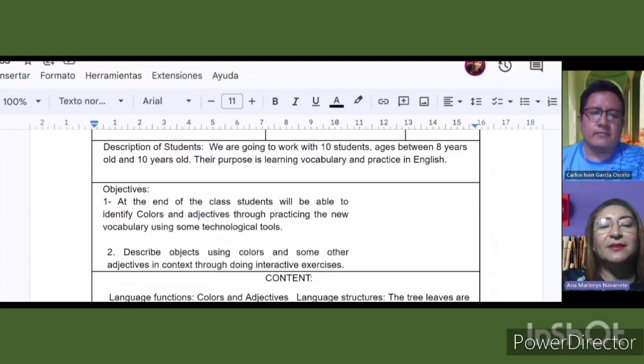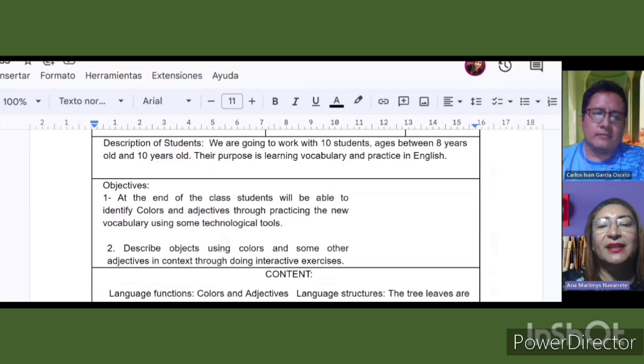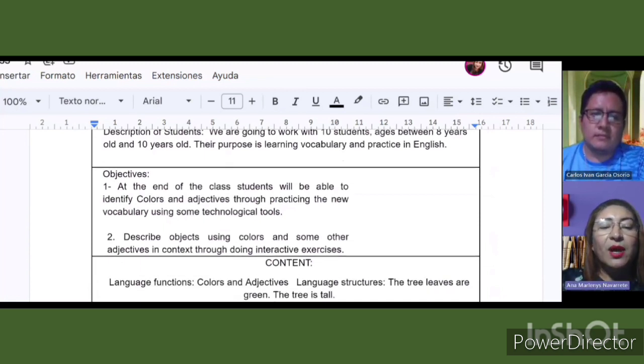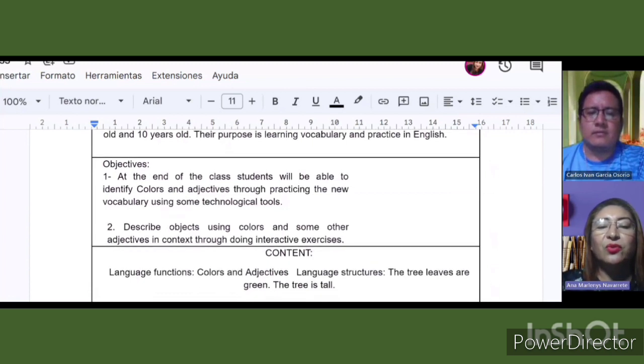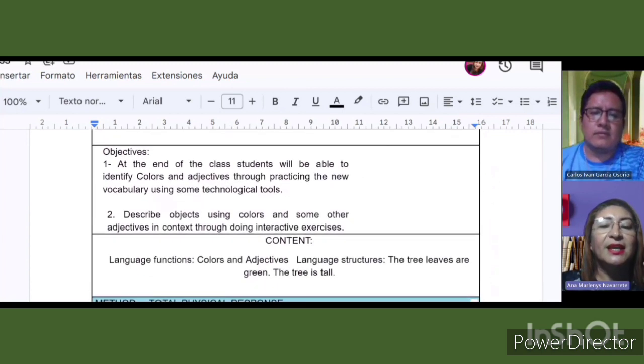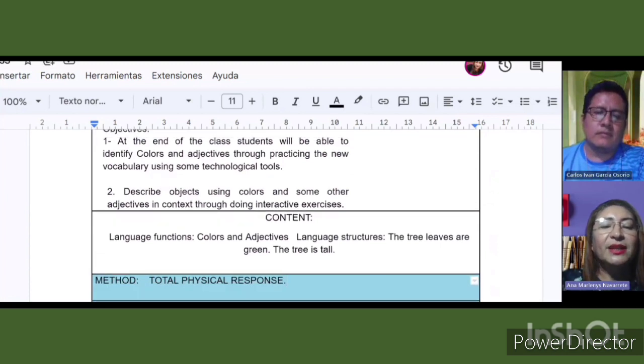Also, the SMART objectives are that at the end of this class, students will be able to identify colors and adjectives through practicing the new vocabulary using some technological tools. And the second one is to describe objects using colors and some other adjectives in context by doing interactive exercises. And the content, as I mentioned before, is colors and adjectives.